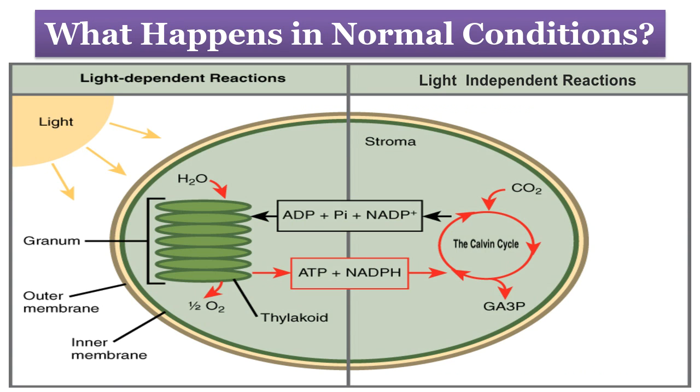The ATP and NADPH produced by the light reaction are utilized in the next dark reaction, or light independent reaction, that is the Calvin cycle. In the Calvin cycle, atmospheric carbon dioxide is absorbed and incorporated into carbohydrates. Here ADP, inorganic phosphate, and NADP are byproducts, which now enter the light reaction to get reduced.